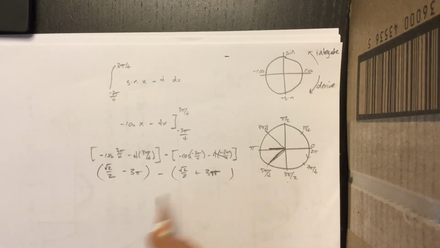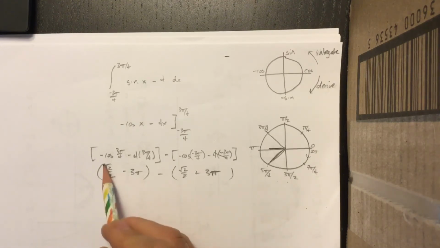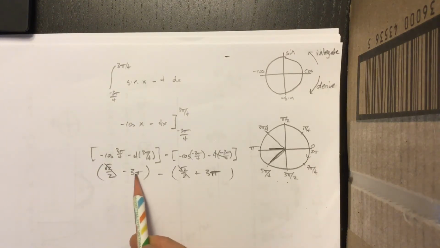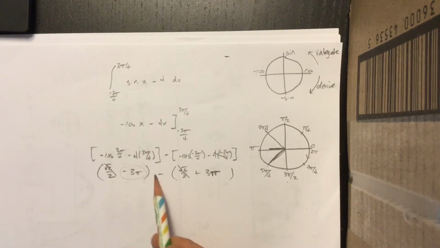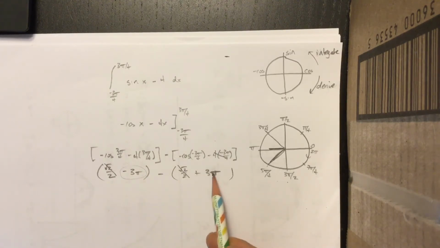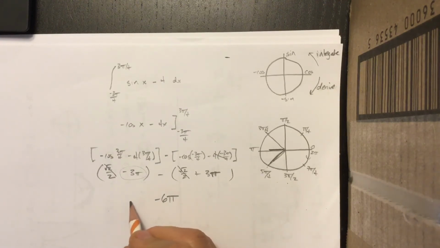Now when I go to subtract all this, positive root 2 over 2 minus another positive root 2 over 2, those cancel out. I've got a negative 3 pi minus a positive 3 pi. So that's going to end up at negative 6 pi. So there's my answer. All right, now what does that mean?